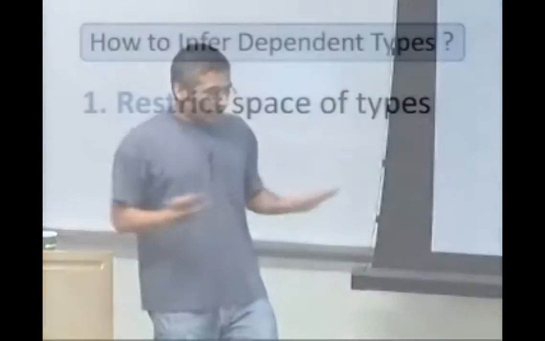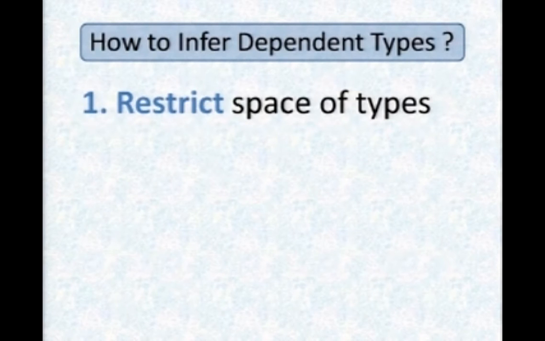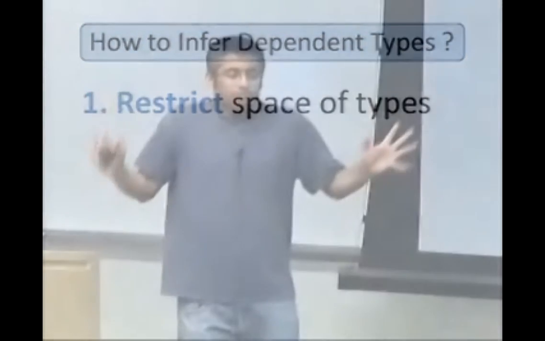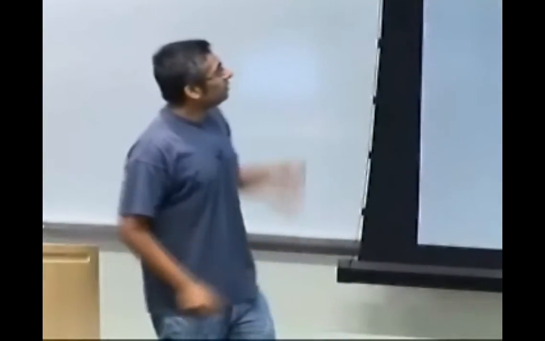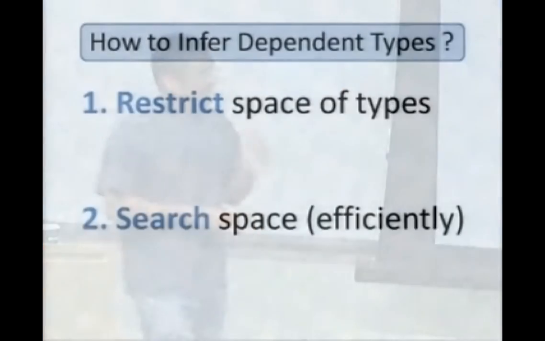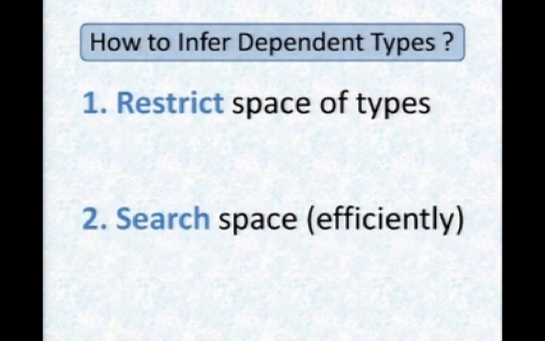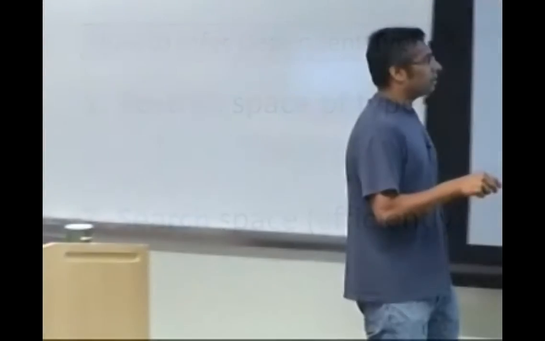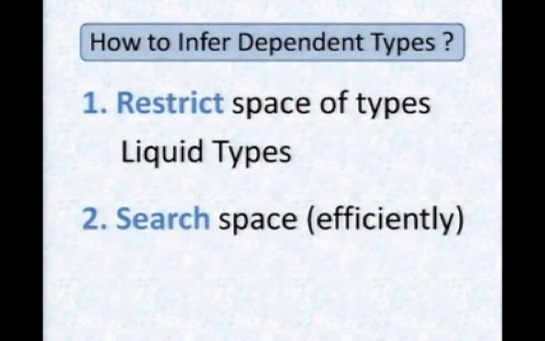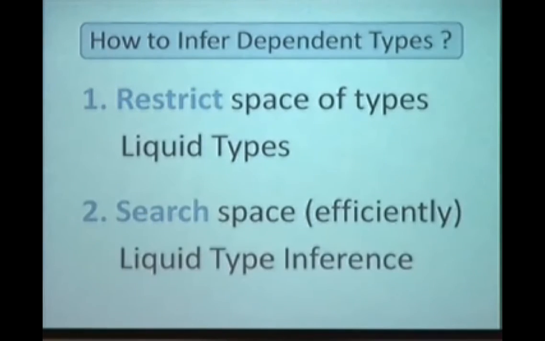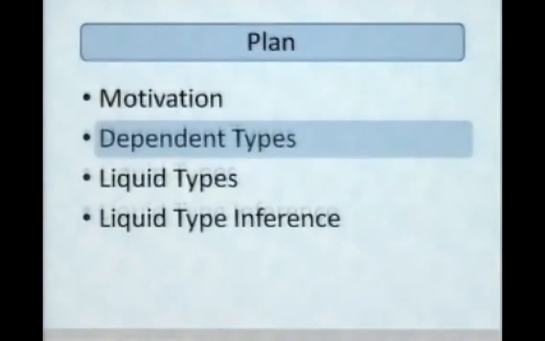Okay, so how can we go about inferring dependent types? It's really quite simple. There's two steps. One is that we have to somehow restrict the space of types. The space is unbounded. Is it a positive integer? Is it a negative integer? Is it a prime number? Who knows, right? So the first thing we're going to do is to somehow restrict the space of possible types. And the second thing is, once we fence off the space of possible types, we'll devise an algorithm that searches the space efficiently and therefore gives us the types we want. The first thing, restricting the space of types, is what I call liquid types. And the second thing, searching the space, is liquid type inference.